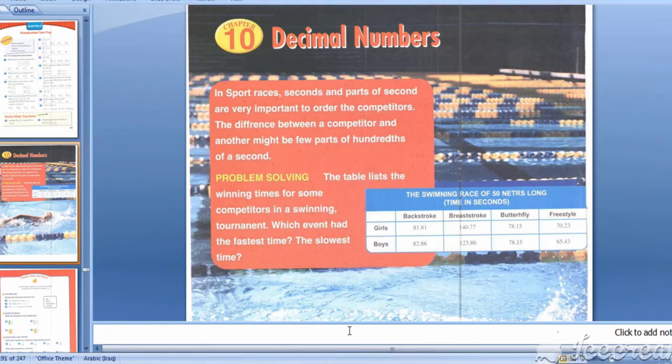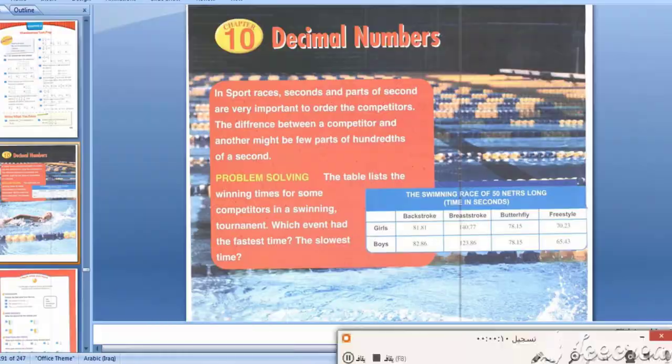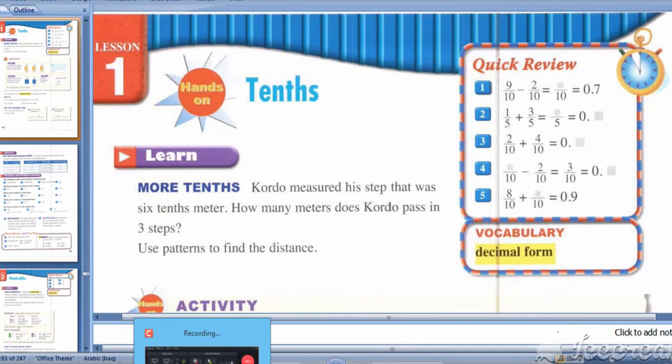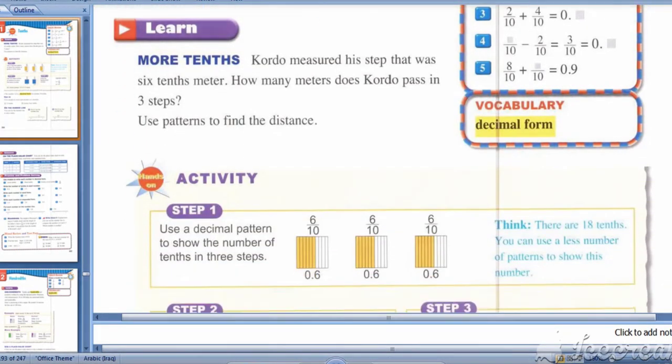Today we will start with a new chapter, chapter 10. It's about decimal numbers. Now let's study lesson 1. Lesson 1, we have tenths. Look at these pictures we have.